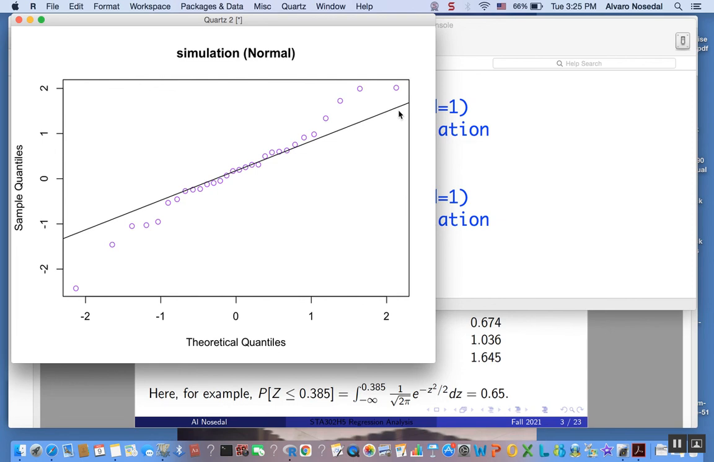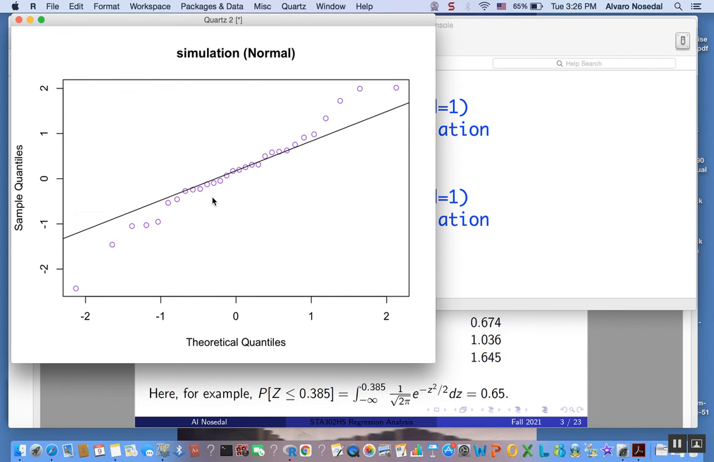So the point is that when you have a small sample size, it's hard to assess normality. Even if these observations actually came from a normal, sometimes it's going to be hard to say whether they actually came from a normal. You have to be worried about this when there's a clear violation of the normality assumption.